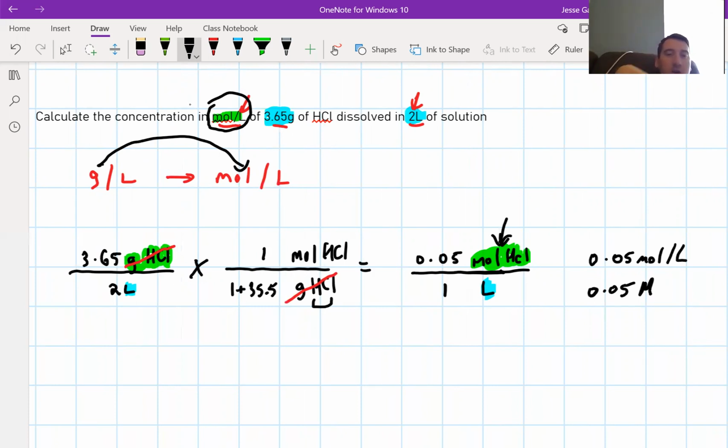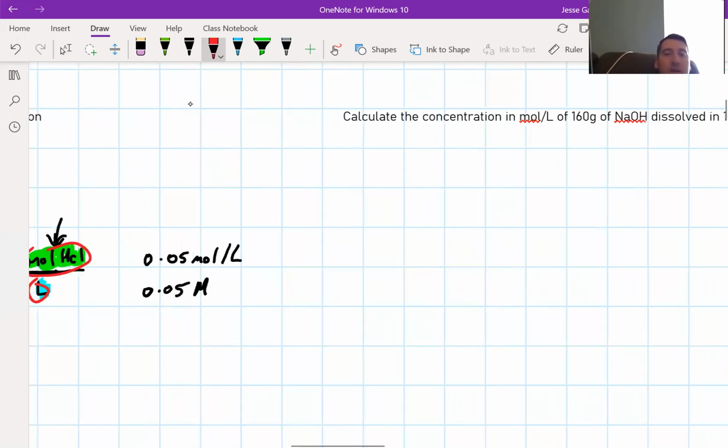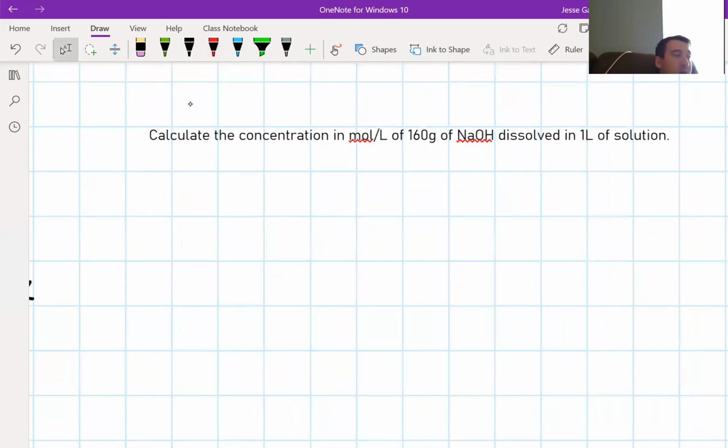Make sure that the units you're left with, like here, moles of HCl over liters, is what gives us our answer, moles per liter. Okay. Here is the second problem. I'm going to get you guys to pause this and have a look at it carefully before we start.